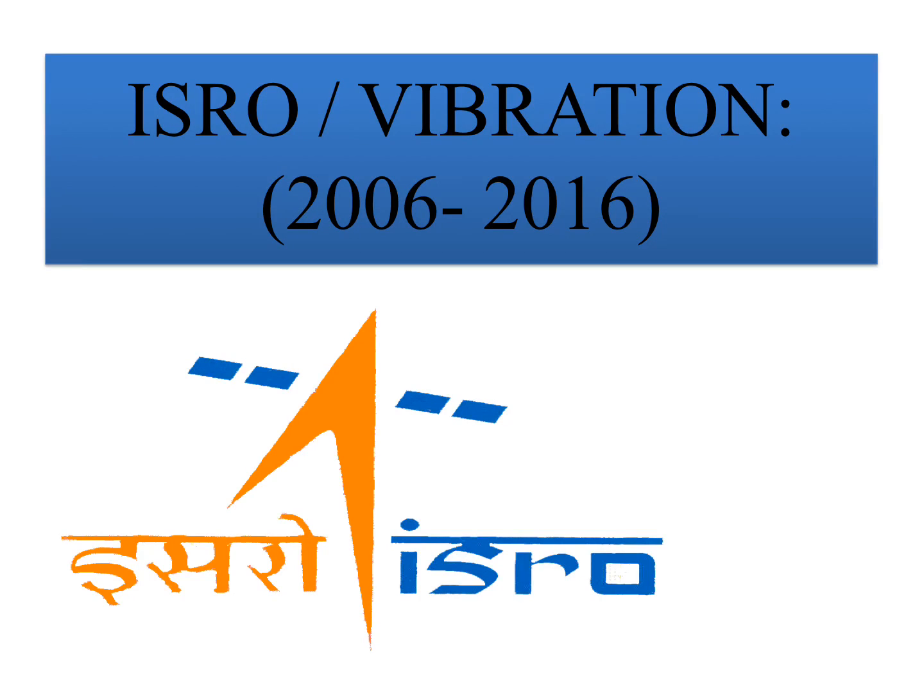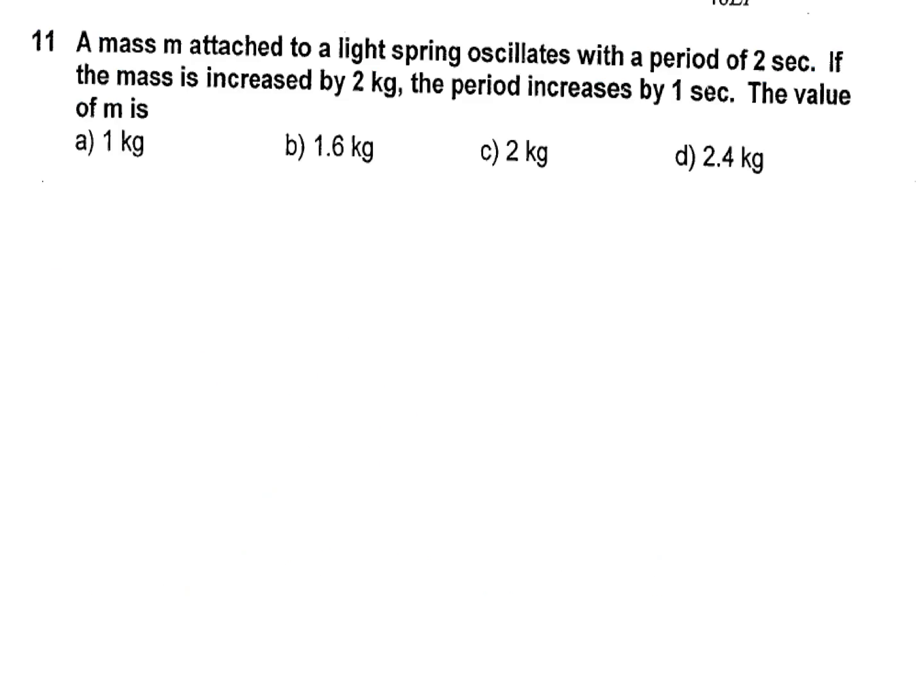This is the ISRO question paper from 2006 to 2016, vibration part 1. Question: a mass m attached to a light spring oscillates with a period of 2 seconds. If the mass is increased by 2 kg, the period increases by 1 second. The value of m is how much? M is the mass.